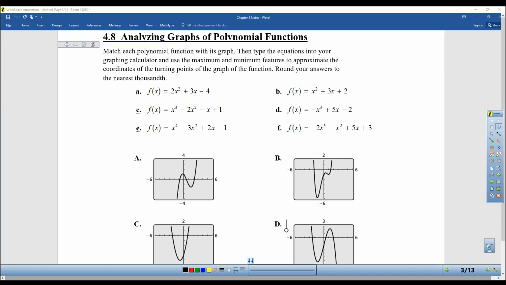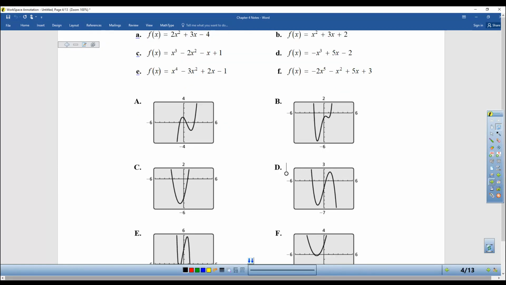Hello, everyone, and welcome to Algebra 2, Section 4.8, Analyzing Graphs of Polynomial Functions. I really like this section because I think it'll help you see how far you've come and how much you've learned. Just by looking at these functions, see if you can match them with their graphs. Of course, I will go through it with you, but look how much you know already.